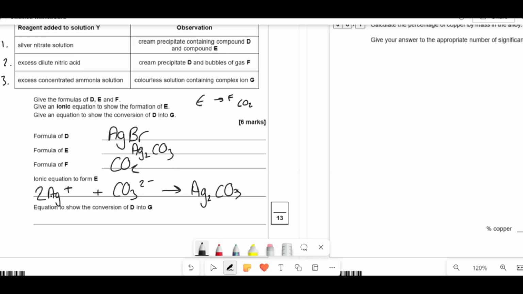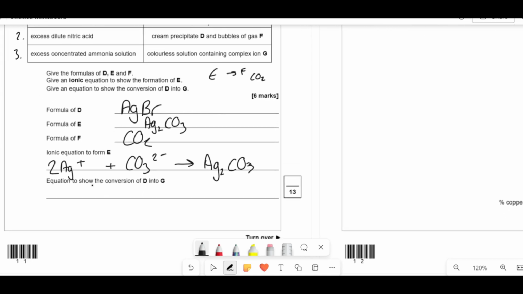That's that. Then it says the equation to show the conversion of D into G. So if you look at D, that's the cream precipitate, remember, and it's just an ionic equation, so we're fine here. So it's AgBr. And we know that they're adding ammonia. So start with filling out the equation with what you know is being added and made, and then you can do the rest and add in the bits and bobs.